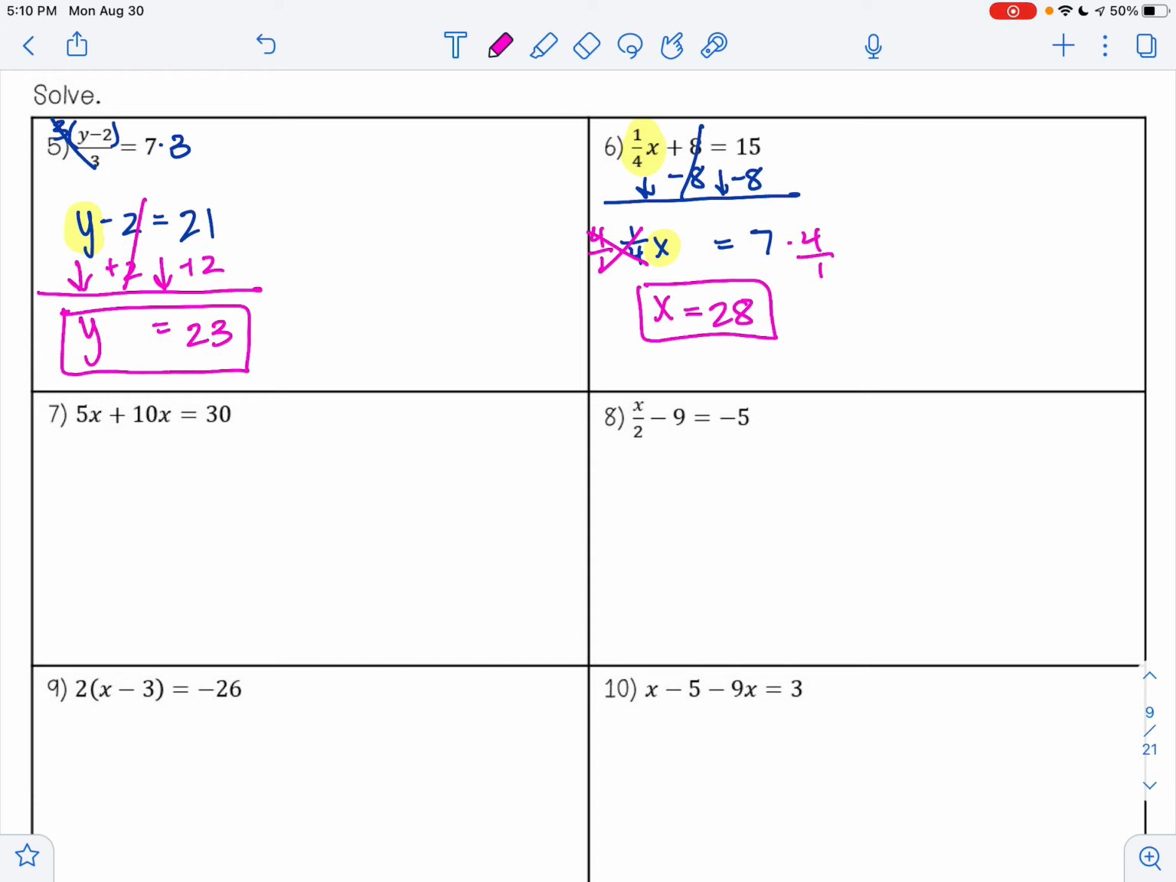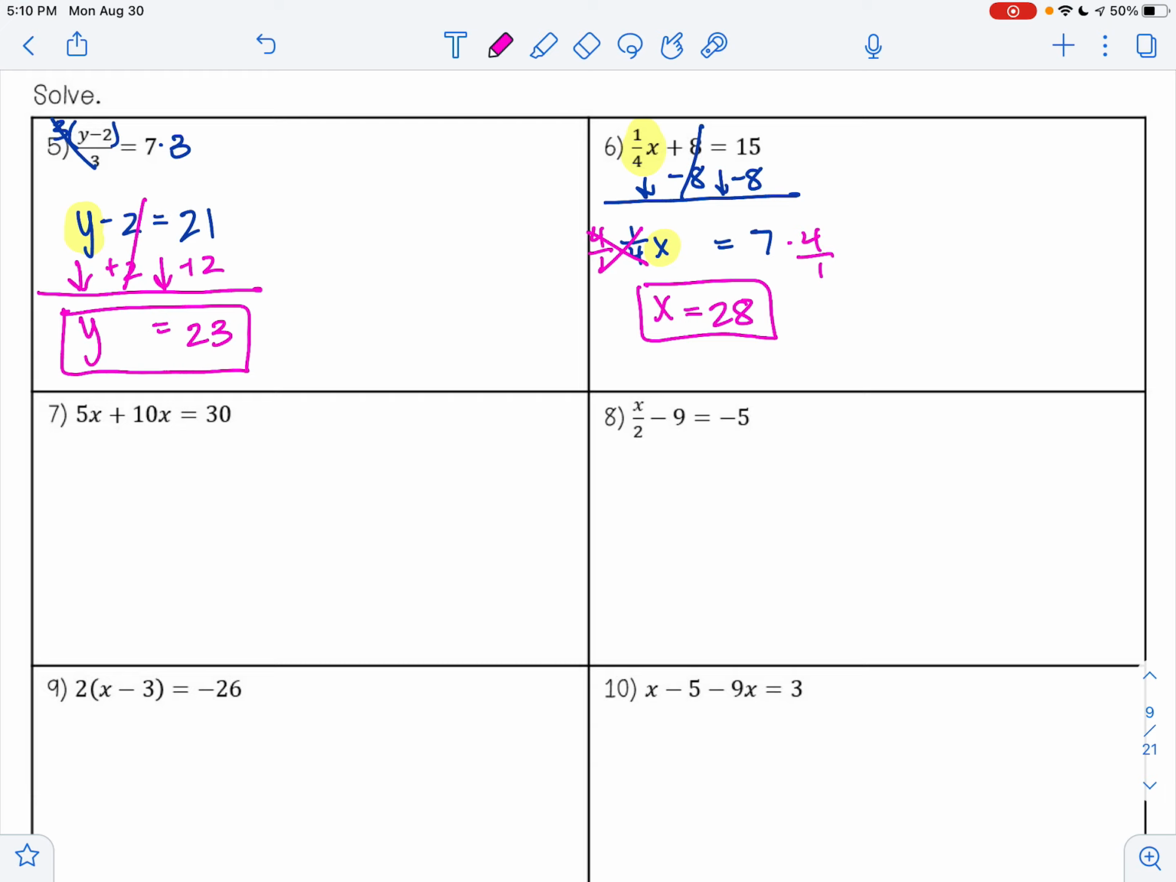If you don't like multiplying by the reciprocal, that's fine. You could have divided by 1/4 and you would have gotten the same answer. The TI-84 calculators that we have in class can also do fractions for you. So I will show you a video walking you through how to do fractions as well.